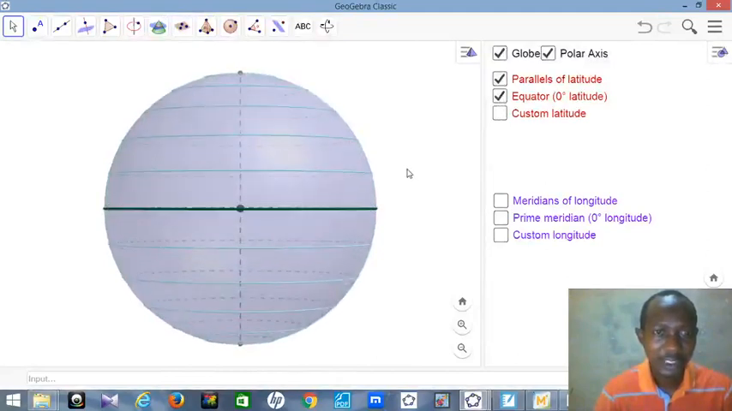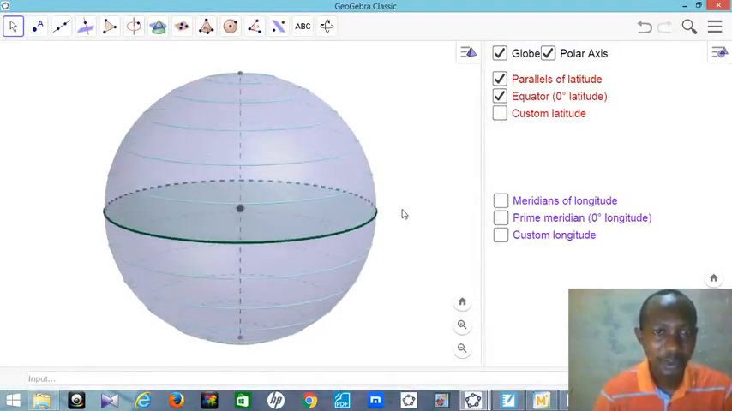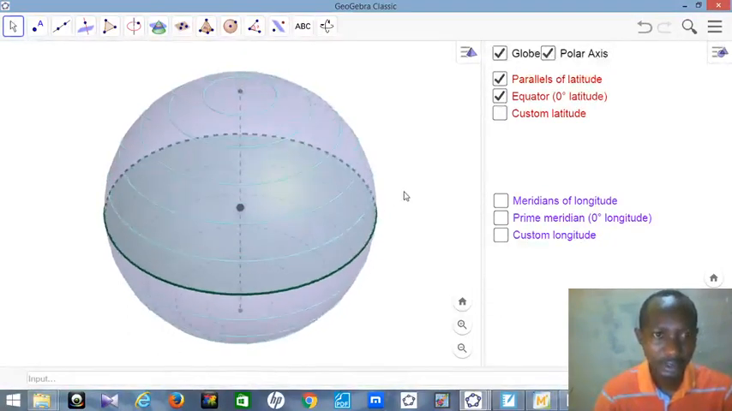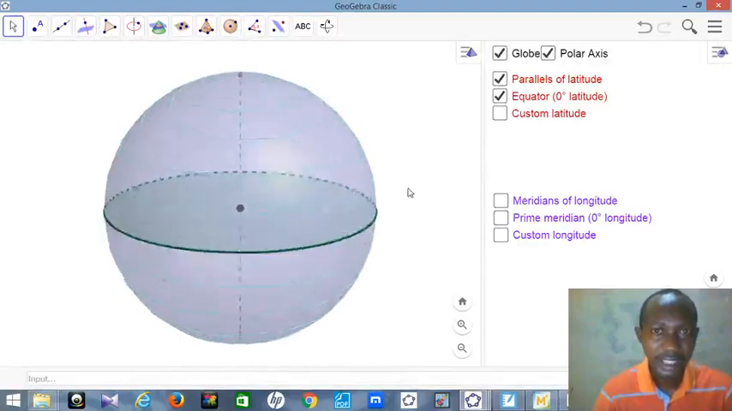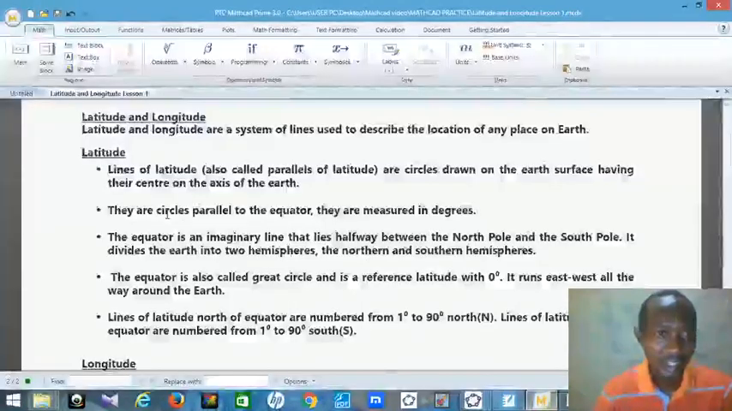So the equator is also a latitude, but it's the largest latitude you can get. And most times we also call it a great circle because it's also giving us the total radius of the Earth. So the equator is also called a great circle and is the largest latitude we can get. And the angle of this equator is 0 degrees because it's the reference latitude.